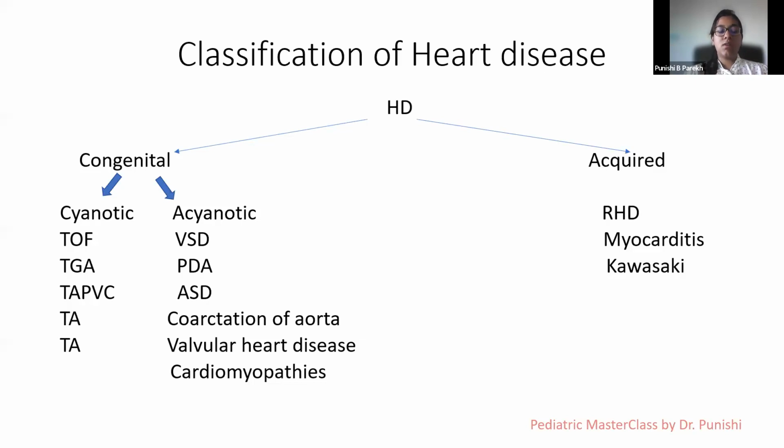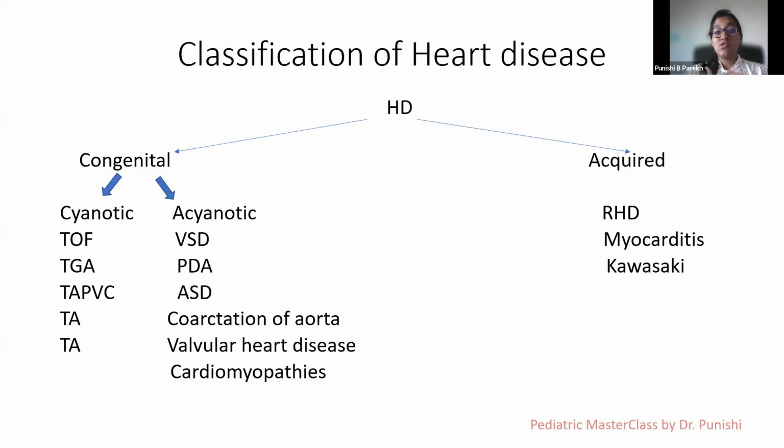On the other hand, if we look at the acyanotic CHDs, you have the shunt lesions and the non-shunt lesions. The commonest acyanotics that we see in our day-to-day practice, or in our pediatric wards, is usually VSD followed by PDA and ASD. So these are the 3 commonest acyanotic CHDs.